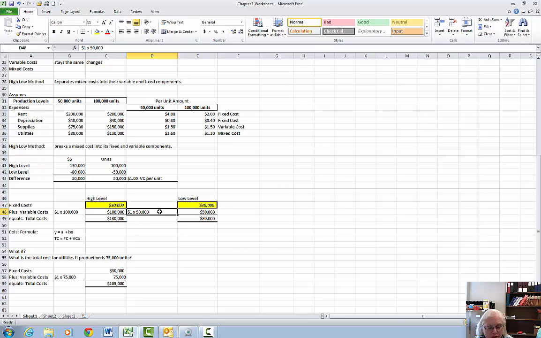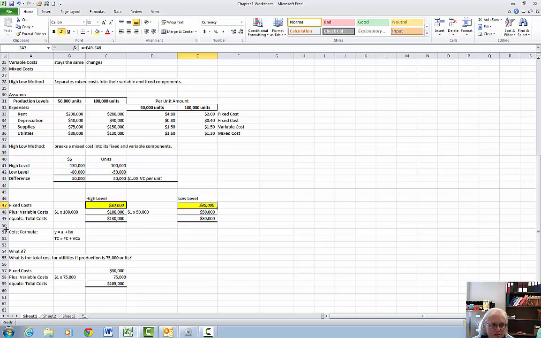I compute my variable cost at the low level, $1 of variable cost per unit times the 50,000 units gives me $50,000. My total cost of utilities at the low level is $80,000. 80 minus 50 gives me 30. Okay, well, we found that out. Now what do we do with it?